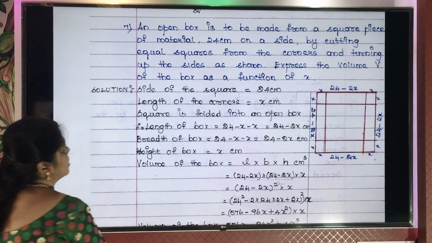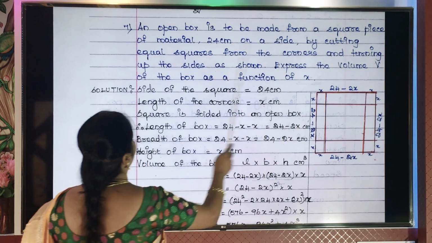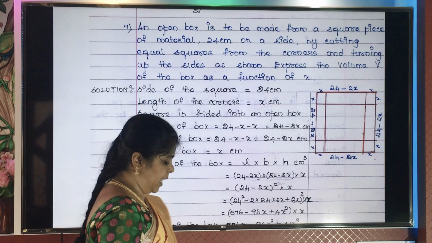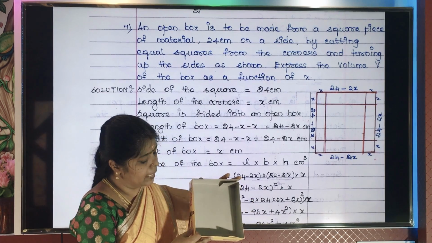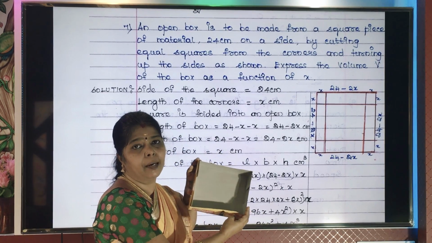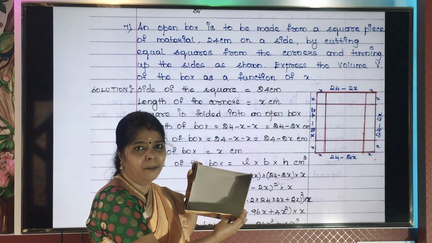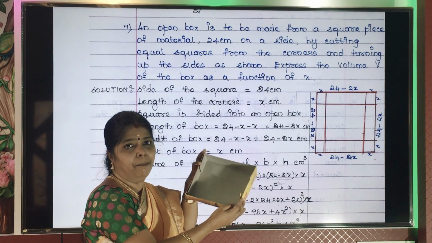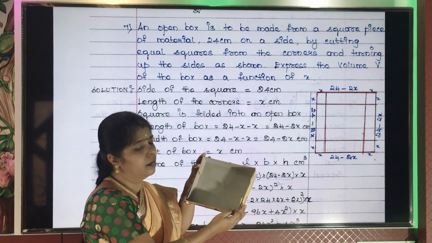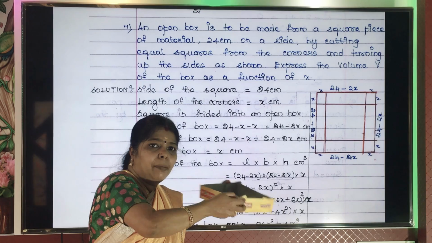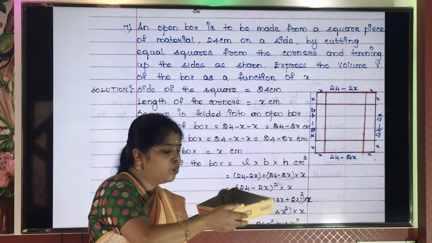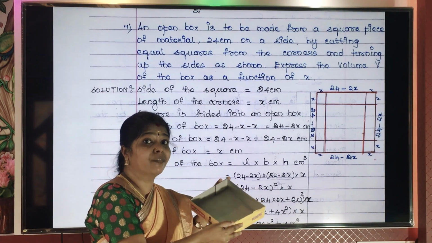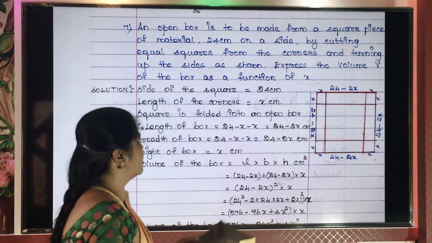Now the question is, express the volume V of the box as a function of x. You all know volume means capacity. You need to find the capacity of this open box. Capacity means what? Suppose you wanted to put some stationary items in it. Pen, pencil, eraser, scale. Okay. So what will be the capacity? How much volume can it hold? This you need to find as a function of x. Okay, let us do it.